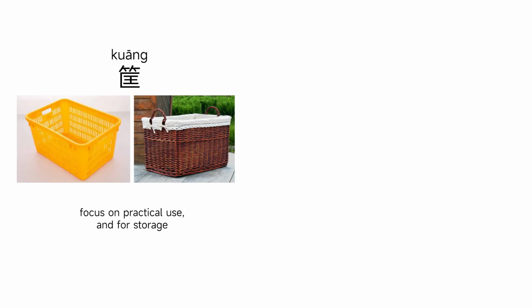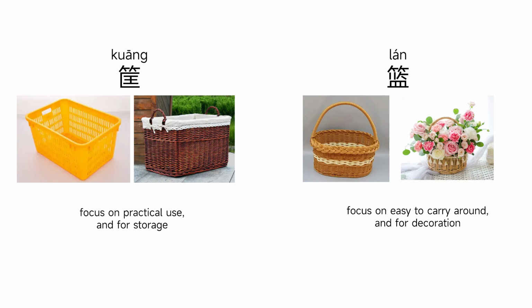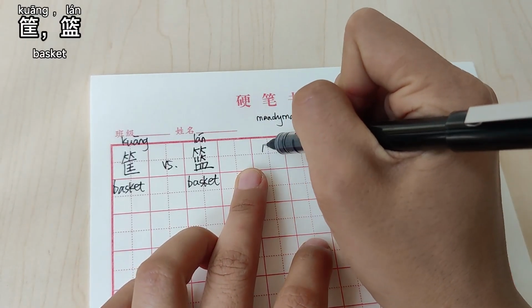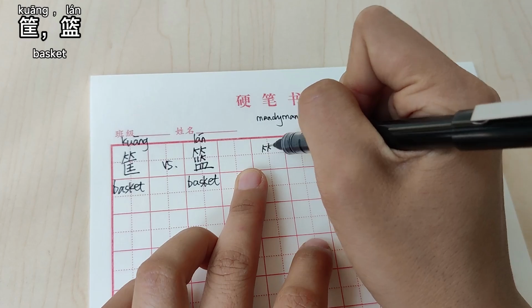So 筐 usually are this type of basket. They are square for storage. They are simple and practical. As for 篮, it tends to refer to the basket with handle, easy to carry around, or maybe you can use it as a decoration. As for the 篮, here's a word. Maybe it could help you to memorize it.